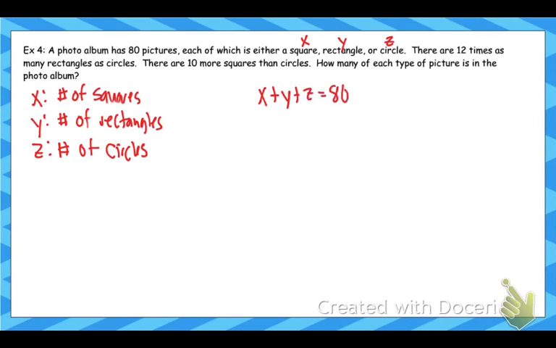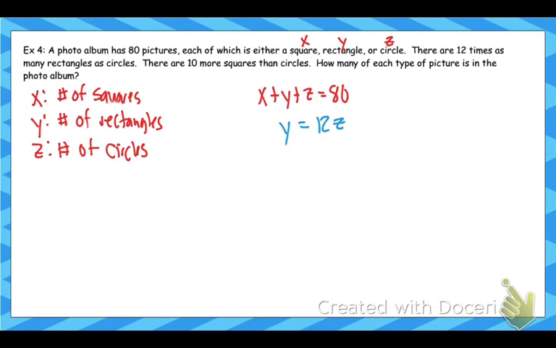There are 12 times as many rectangles as circles. Now, these are the ones that tend to get missed the most often. So again, think about this. If there's 12 times as many rectangles, there's going to be more rectangles. So in order to get more rectangles, we have to take the number of circles, I'm sorry, my rectangles is y, and multiply it by 12. Again, if you're not quite sure if you set this up right, think about a really simple number. If I have one circle, there should be 12 rectangles. Make sure that makes sense for the values that you picked out, and in this case it does.